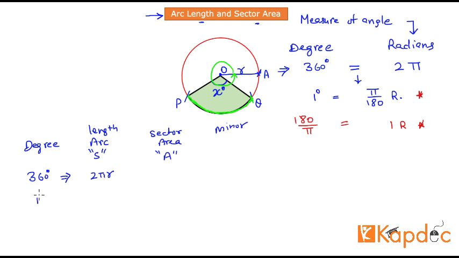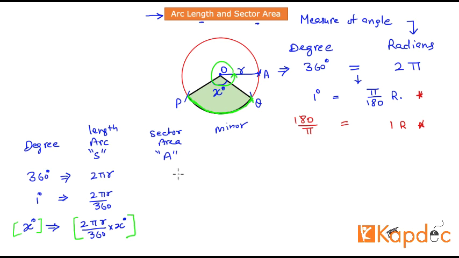If you have just 1 degree, that means you're simply dividing both sides by 360, so this is equal to 2 pi r divided by 360. Then when you multiply this whole expression by x degrees, x degrees is equivalent to an arc length obtained by multiplying this factor with the measure of the degree. So for x degrees, the arc length is going to be 2 pi r divided by 360 times x.